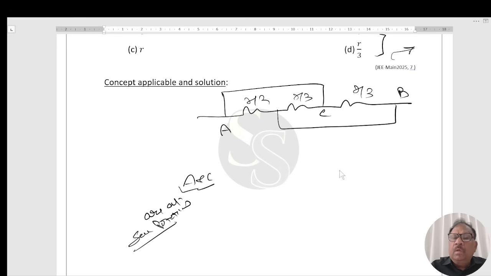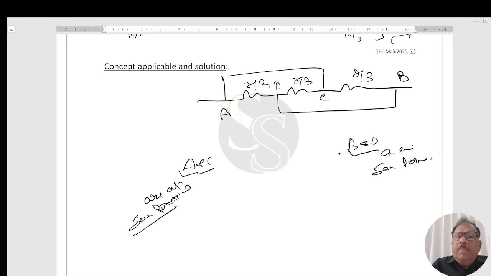Similarly, B and D are at same potential. A, B, C and D. A and C, and B and D. So redraw the wire.